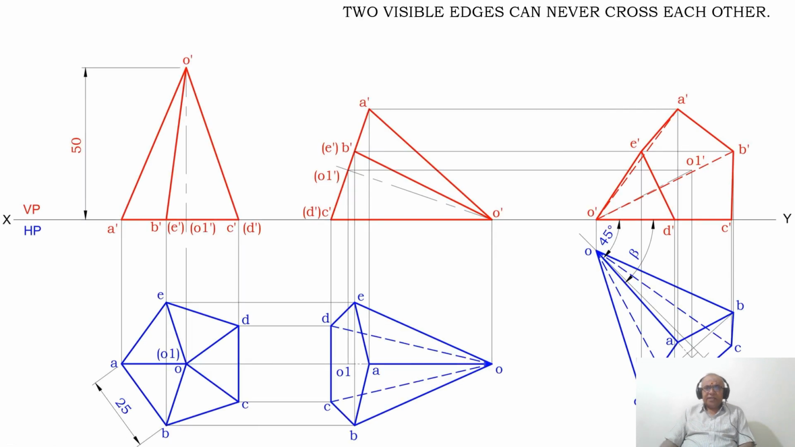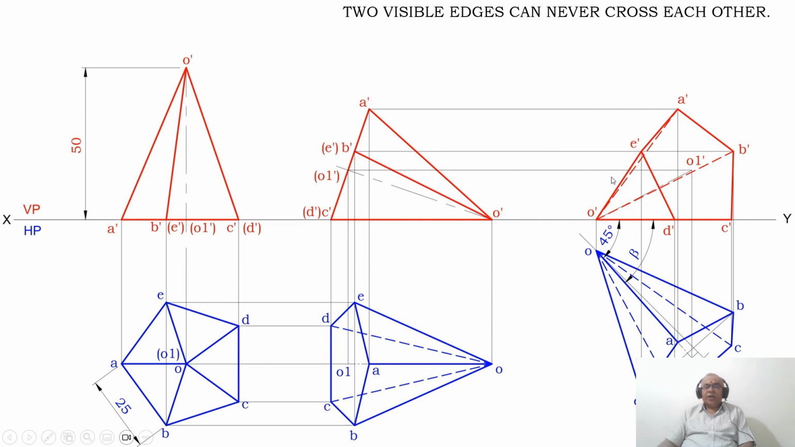Then two visible edges can never cross each other. Apply that rule here, because as E dash D dash is visible, A dash and O dash are crossing the visible edge, therefore O dash A dash will be invisible. Similarly, B dash is crossing the visible edge of D dash, therefore B dash O dash will be invisible. Since the entire surface ABCD is visible, O1 dash is on that surface, therefore O1 dash will be without bracket. Then join O dash and O1 dash with the axis line. So this is how you will be able to complete the third position front view.